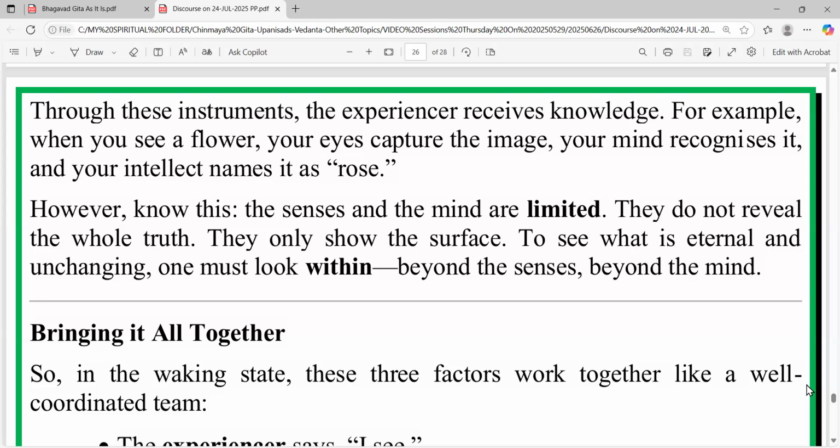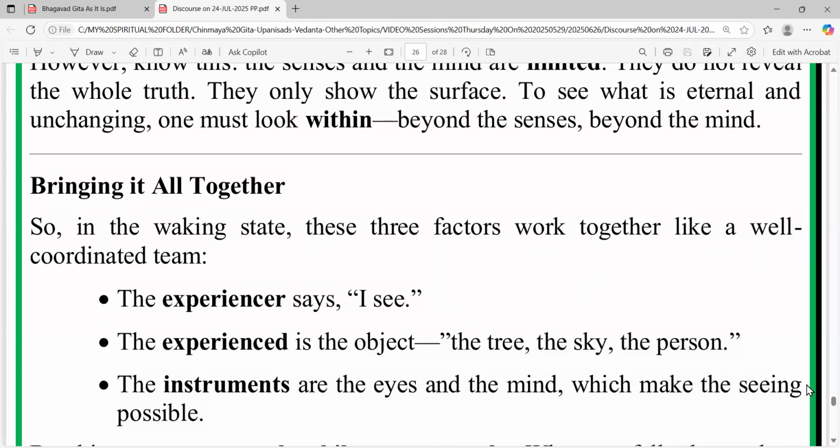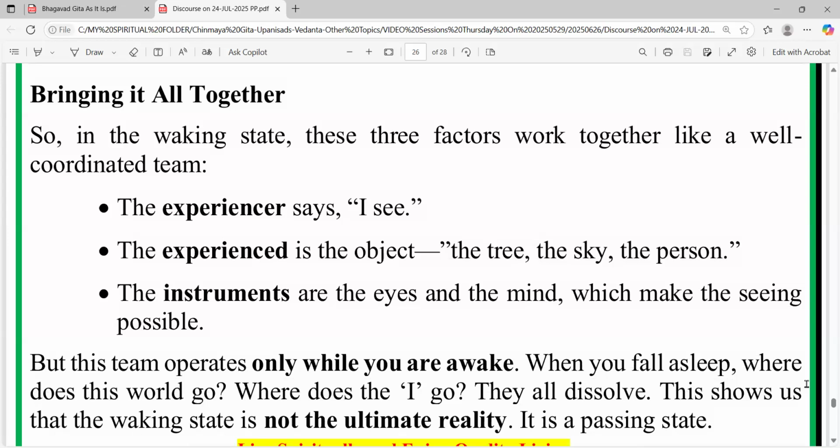However, know this: the senses and the mind are limited. They do not reveal the whole truth. They only show the surface. To see what is eternal and unchanging, one must look within, beyond the senses, beyond the mind. Therefore, in the waking state, these three factors work together like a well coordinated team. The experiencer says, I see. The experienced is the object, the tree, the sky, the person. The instruments are the eyes and the mind which make the seeing possible.